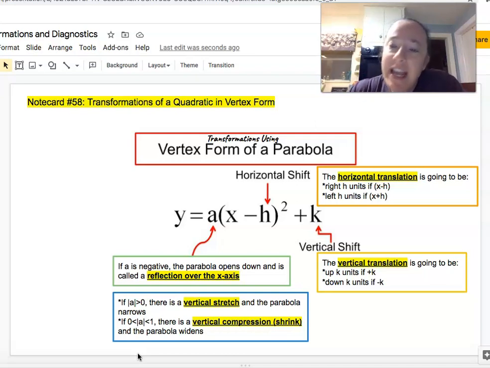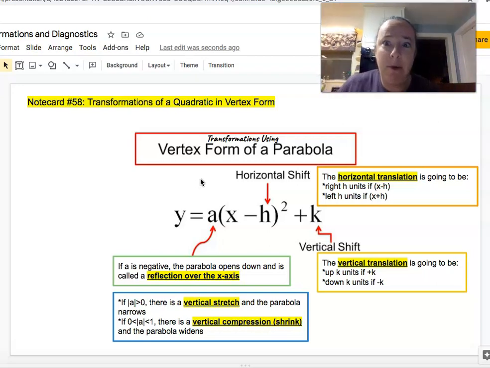So this is note card 58, yes, but I want you to wait to fill out the note card till after I explain it to you, okay? So we know vertex form because we're going to be translating or transforming or dilating or reflecting with vertex form today with parabolas, okay? So y equals a times (x minus h) quantity squared plus k. A tells us a lot.